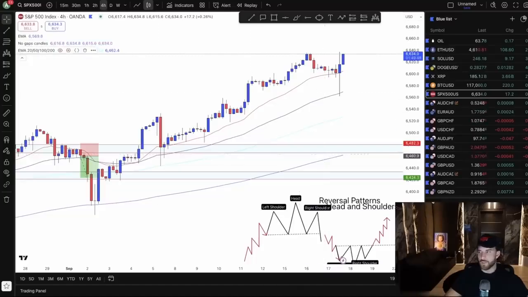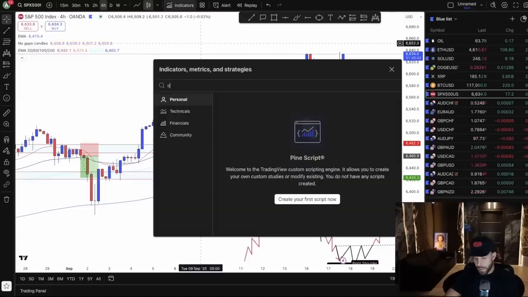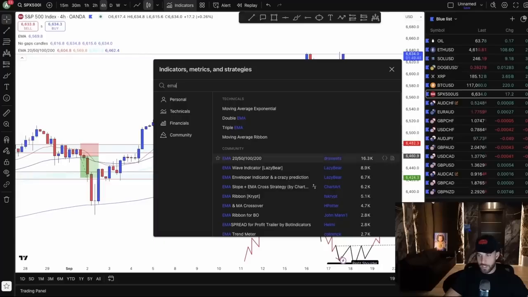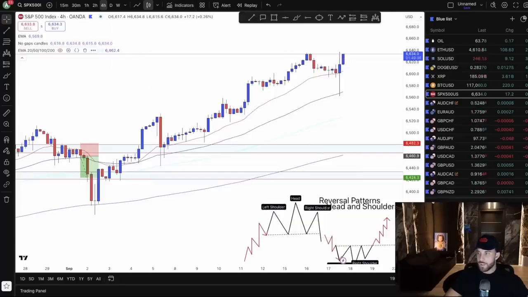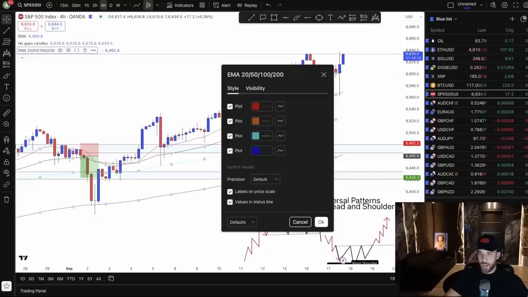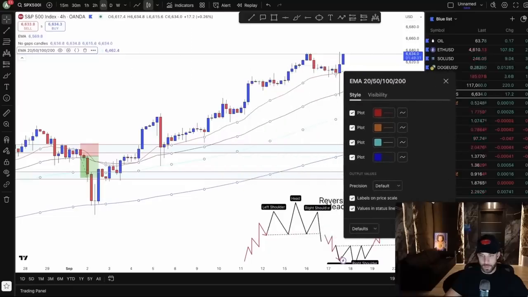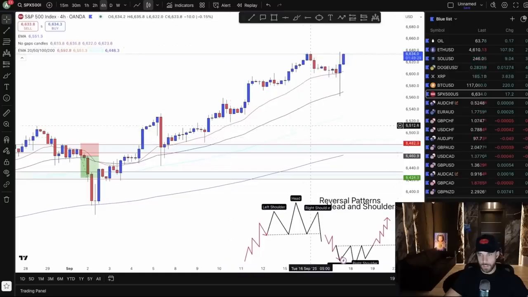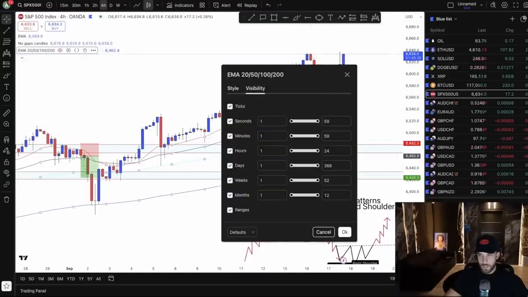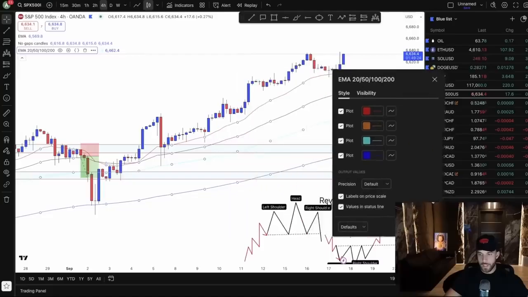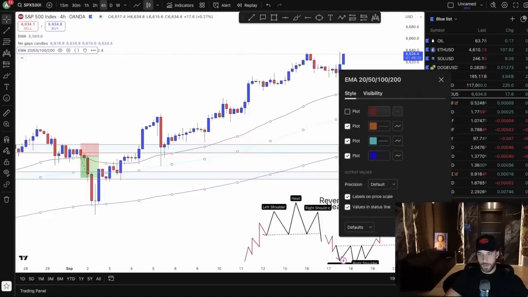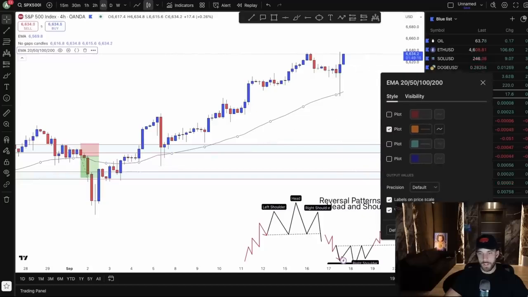the 50 EMA. So to get access to the 50 EMA, how I do it, just click EMA once again, and then click on this section right here. Then make sure you go to the settings icon over here. You double click this right here, visibility, like this. So you're going to make sure you unclick the red one, unclick the dark blue one, unclick the light blue one, and then you're going to be left with the 50 EMA.